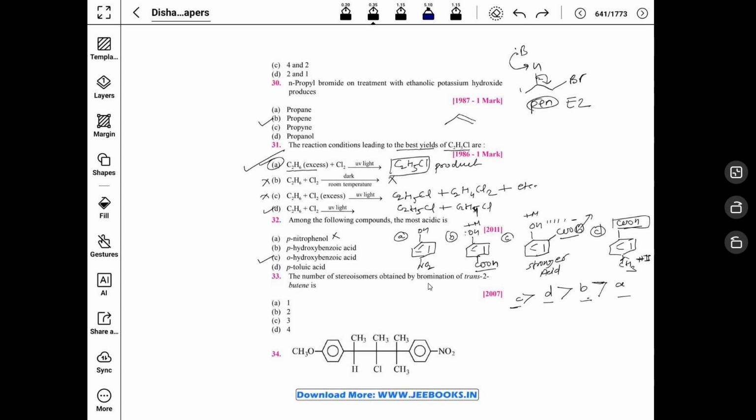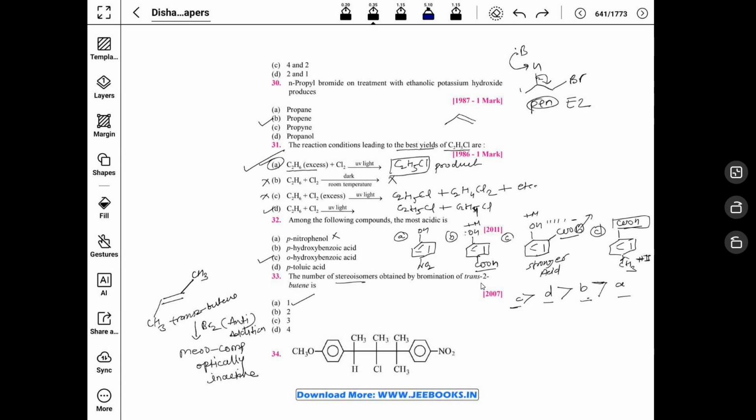The number of stereoisomers obtained by bromination of trans-2-butene is: how many stereoisomers will we get on bromination of trans-2-butene? This question is very, very important. So this is the structure of trans-2-butene. We should remember that bromination is an anti-addition, and therefore it leads to the formation of a meso compound, an optically inactive compound, and hence only one stereoisomer will form. So the correct answer is A.